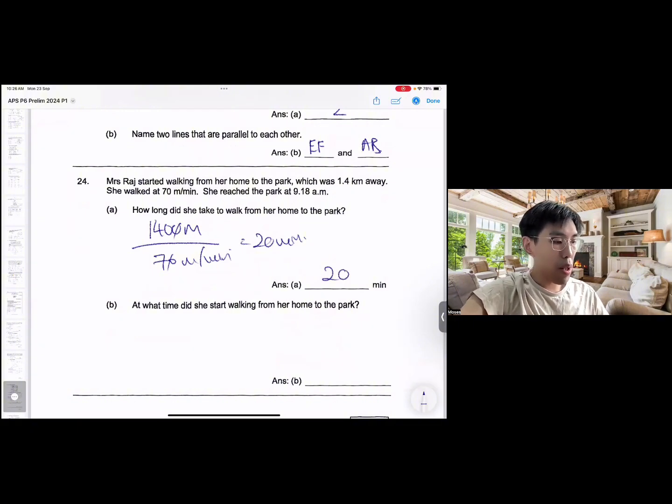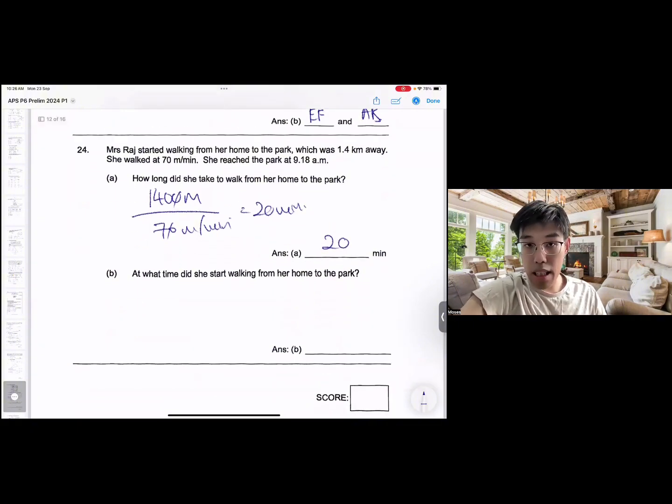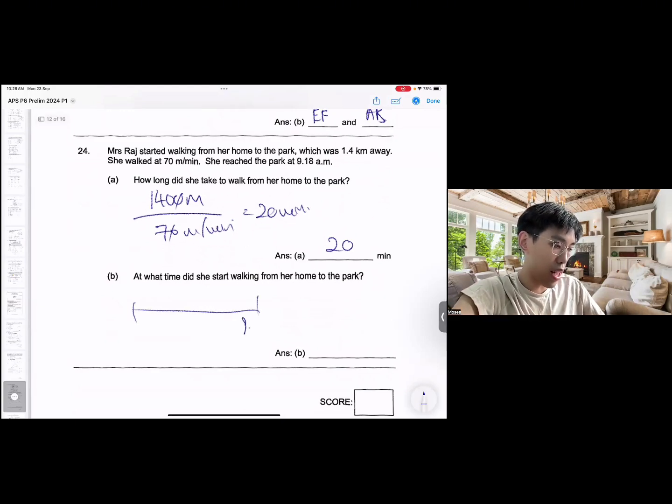At what time did she start walking from home? She reached the park at 9:18. She took 20 minutes. That means we need to work backwards. So this one is 9:18. So 10 minutes, 9:08. 10 minutes, 8:58. So it's 8:58 a.m.